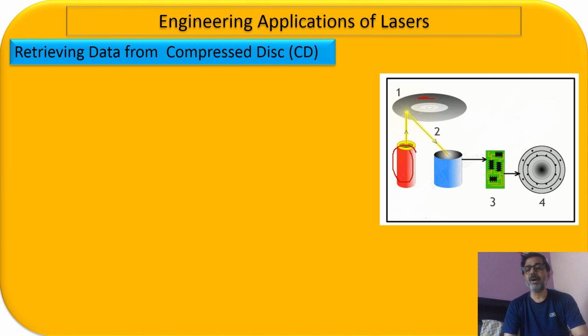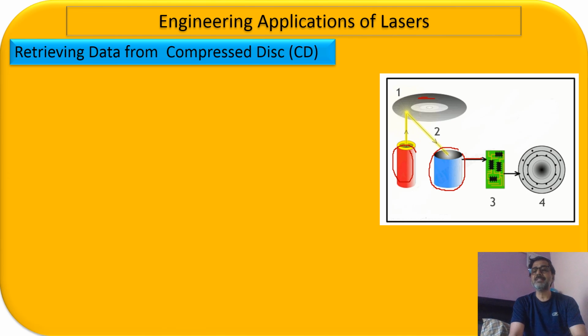Whenever you are playing the CD in your computer, you must have observed that one LED light is glowing on the CD, right? You should see it carefully. From there, a light is falling on your CD, and that light is getting reflected, scattered of course in all directions, and that scattered light is falling on your photodiode. This photodiode receives the light from the laser, and then it goes to your electronic device.